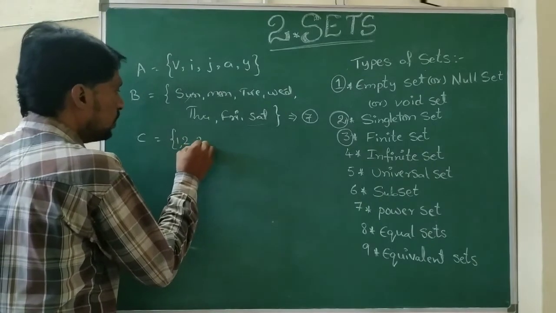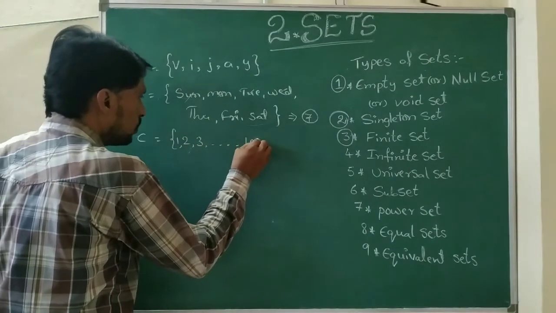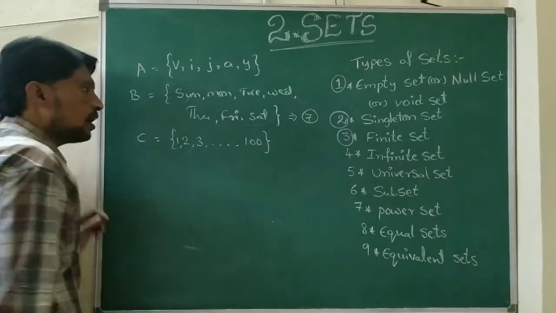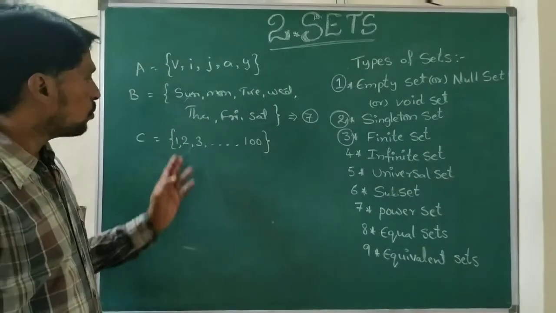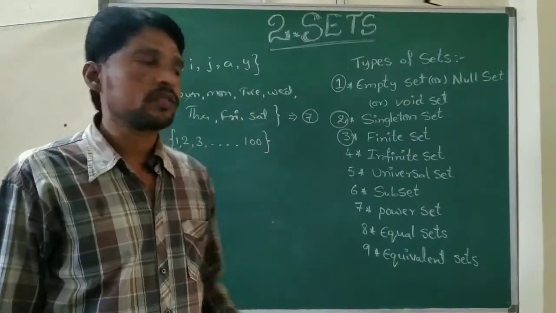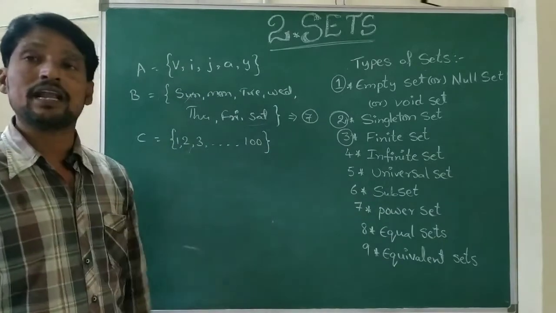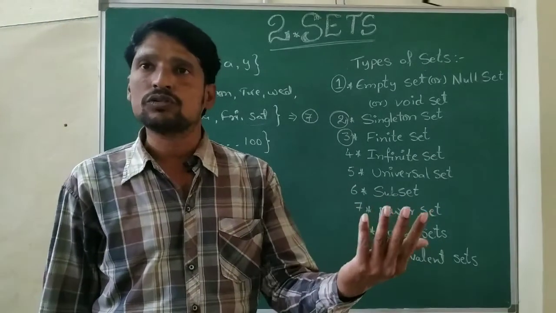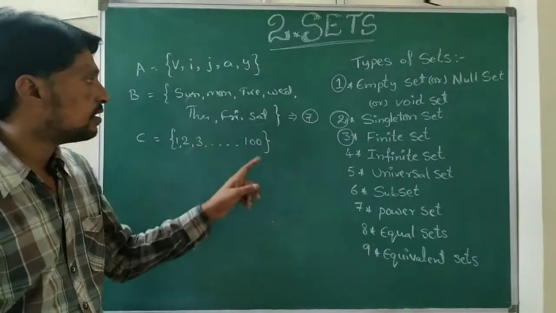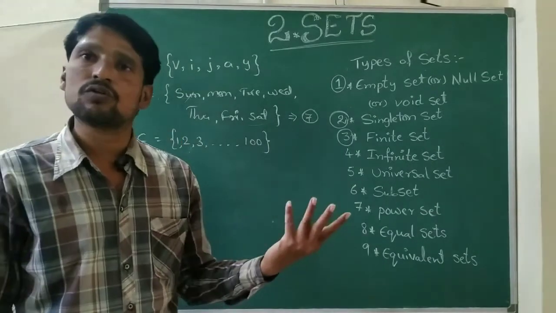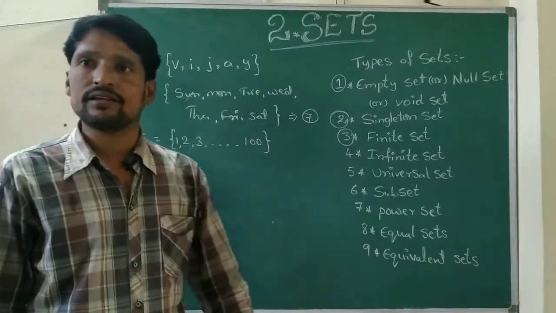C equals 1, 2, 3, so on up to 100. So we can count these elements. Here 1 to 100 elements are there. So how many elements are there in this? 100 elements. We can count. It means it is a finite set.